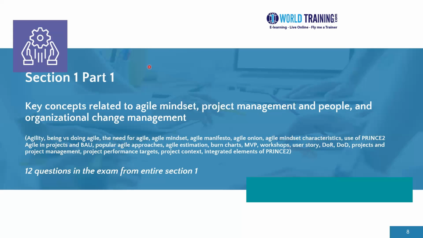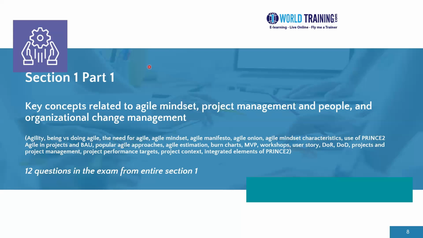And then how we can use PRINCE2 Agile in projects as well as in operations, meaning business as usual. And what are the various popular agile approaches in very brief, such as lean startup, Scrum, Kanban, and Lean. And then we'll also look at certain theories such as agile estimation, burn charts, minimum viable product, workshops, user story, definition of ready, definition of done.